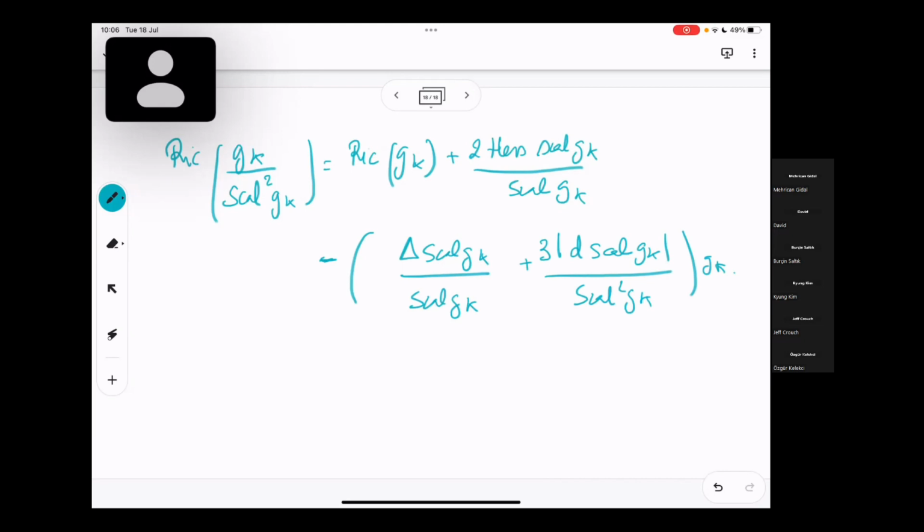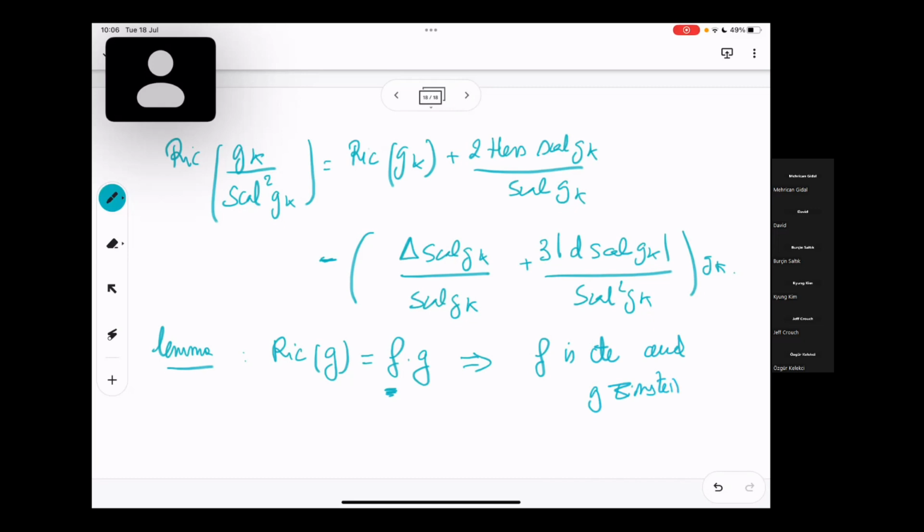Okay. So the first thing you should know is a lemma, which I think is very well known. If the Ricci curvature of a metric is a functional multiple of that metric, then, normally for Einstein you would require this f to be constant, but in fact this implies that f is constant and that g is Einstein. And what I want to show in proving Derdzinski's theorem is that therefore this Ricci here is a multiple of g_K over scalar squared. This part is okay because it's already a multiple of g_K. So I want to show that this part is a multiple of g_K. And this is where Bach, Kähler and extremal come in.